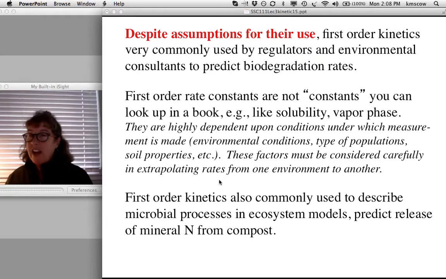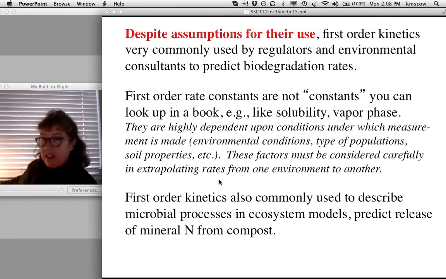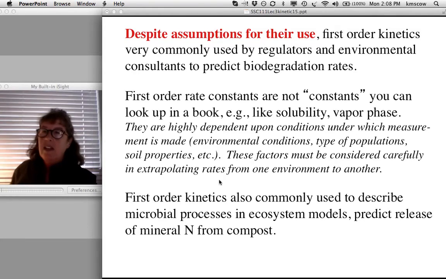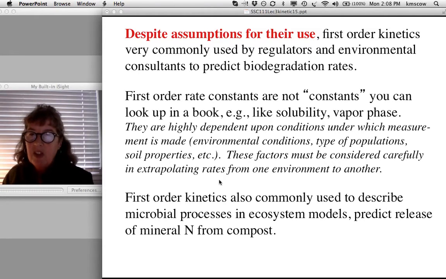But you will find references that will have tables sometimes where you can look up the first order rate constant for benzene. And it's crazy because it's not a constant. It can't really be used in the same way that you can use, for example, a solubility term. Okay, and I've already talked about these other aspects.